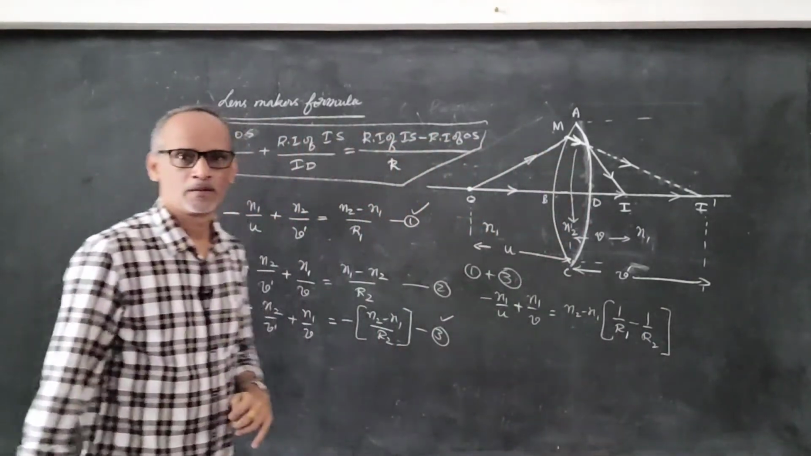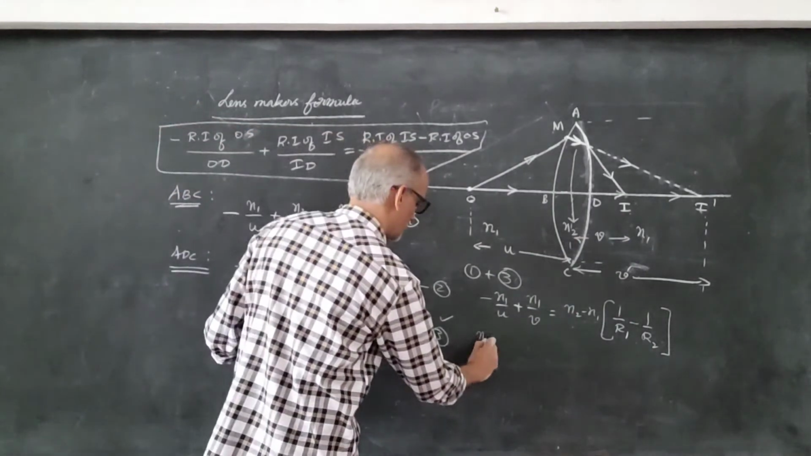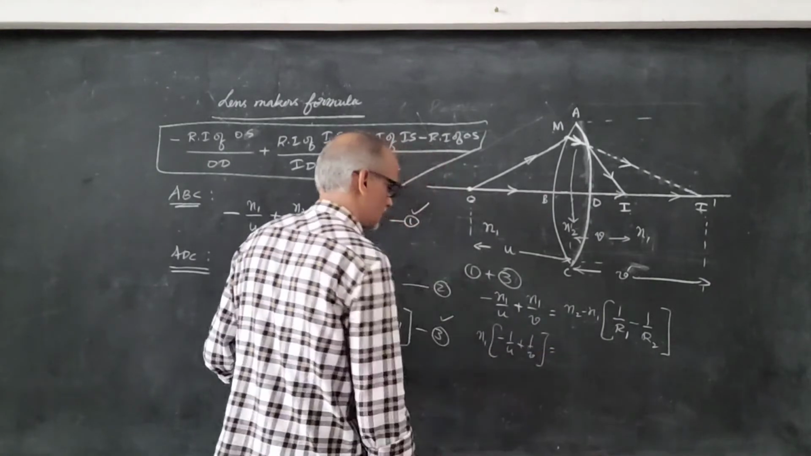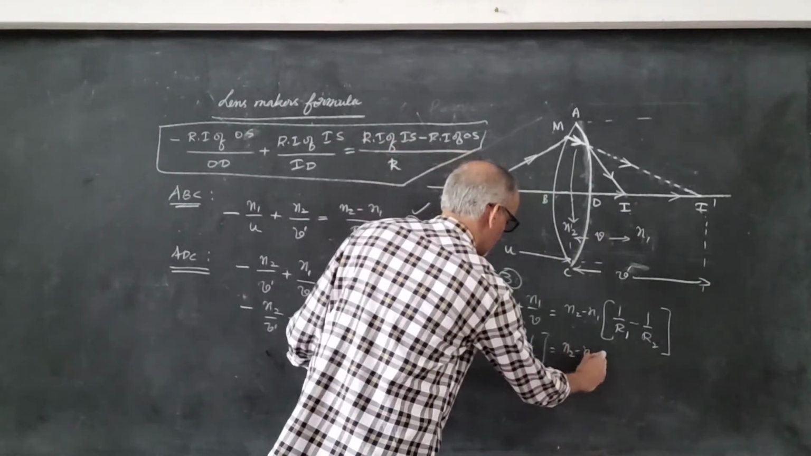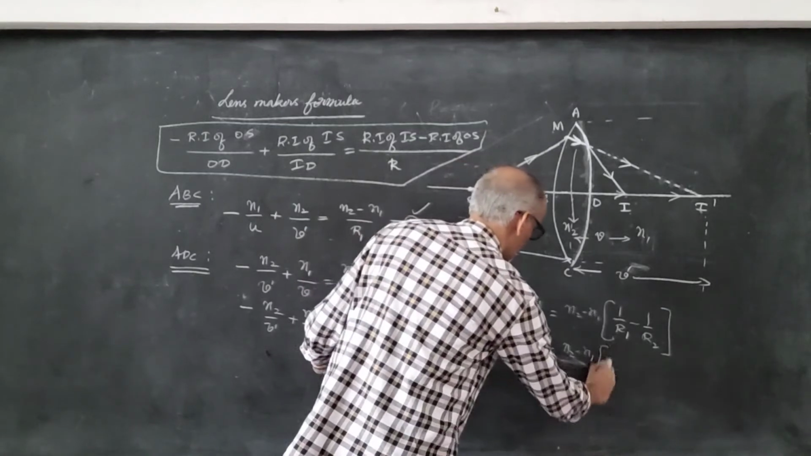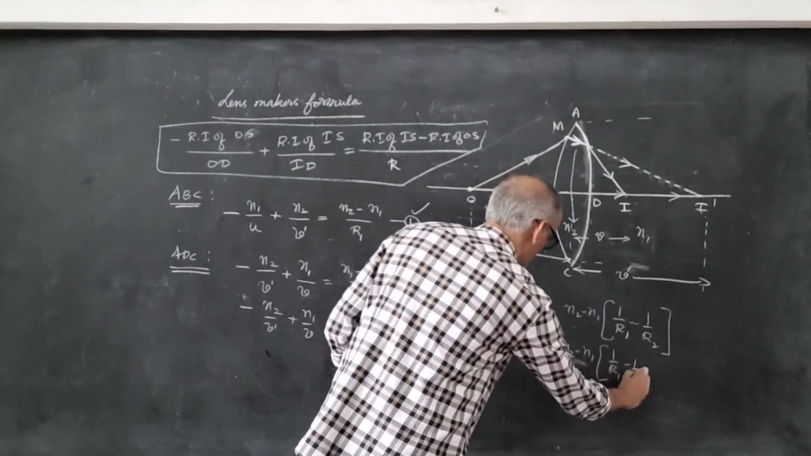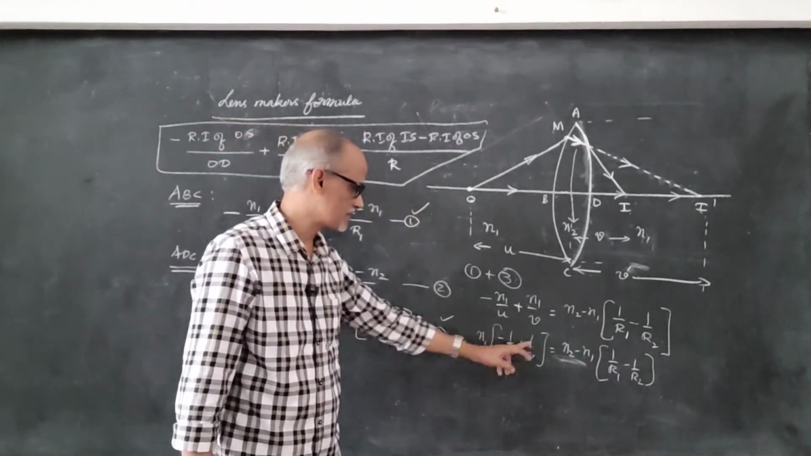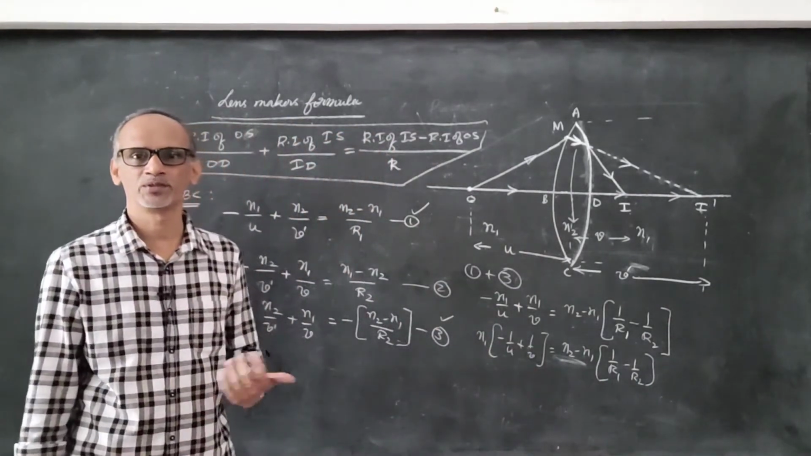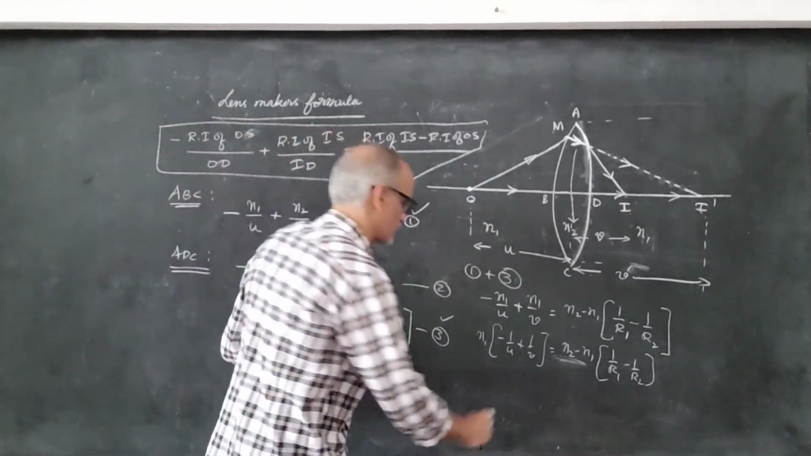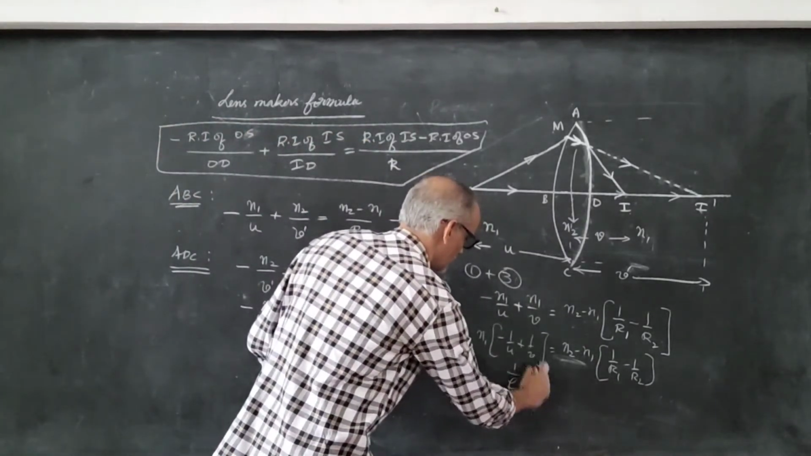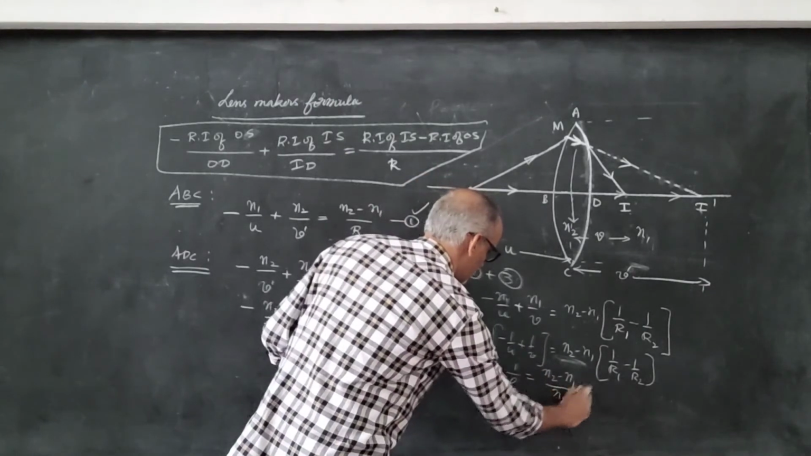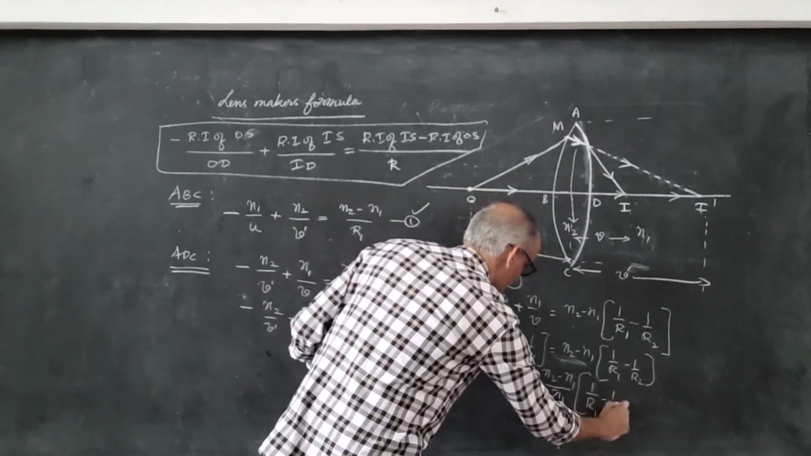Correct? So next, N1 is common, so we get minus 1 by U plus 1 by V is equal to N2 minus N1 into 1 by R1 minus 1 by R2. Now if you look at this particular term, minus 1 by U plus 1 by V, that is nothing but 1 by F, which is from the lens formula. So this is 1 by F is equal to, bring this N1 to the right, so you'll get N2 minus N1 by N1 into 1 by R1 minus 1 by R2.